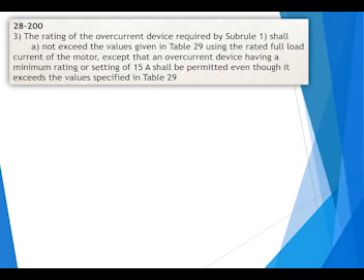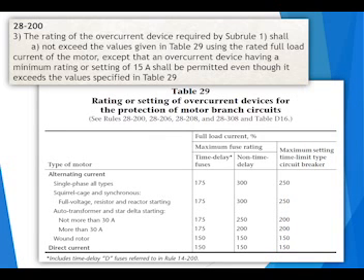In order to select the proper fuse size for my motor circuits, I'm going to look at Rule 28-200. Subrule 3 states the rating of the overcurrent device required by Subrule 1 shall not exceed the values given in Table 29. So Table 29 shows us what we can select for our fuses. It will depend on the type of motor that we're using, and it also depends on what type of protection that we're using. For example, for a squirrel cage single-phase motor, if I use a time delay fuse, I can go up to 175% of my full load current. If my full load current, for example, is 10 amps, I could go up to 17.5 amps.